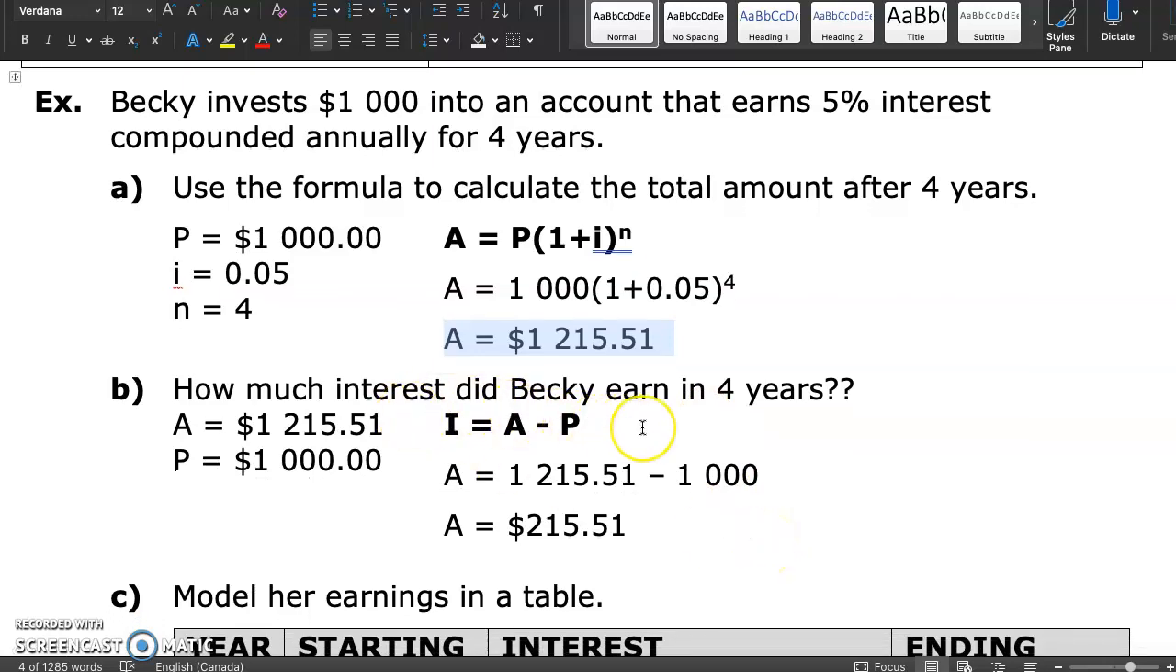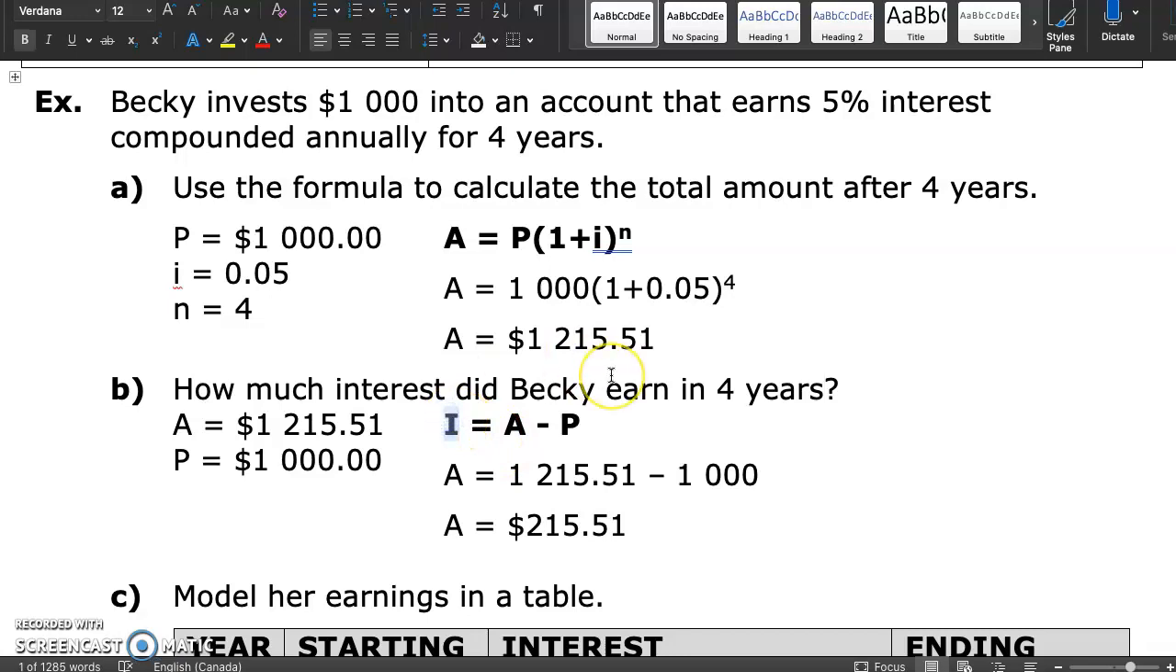How much interest did Becky earn in 4 years? So we know the amount using this formula. But if we're looking for how much interest has been earned, that's the increase in the amount. We have the amount as this that we calculated. The original principal was 1,000. So rearranging that formula, A is equal to I plus P, we can isolate the variable I.